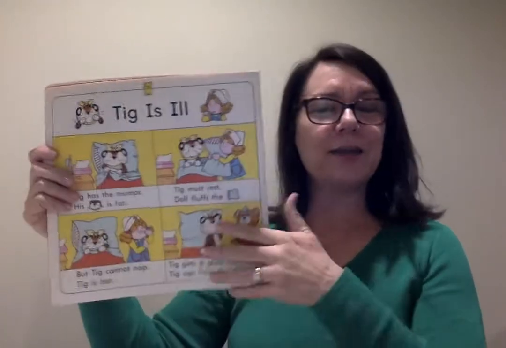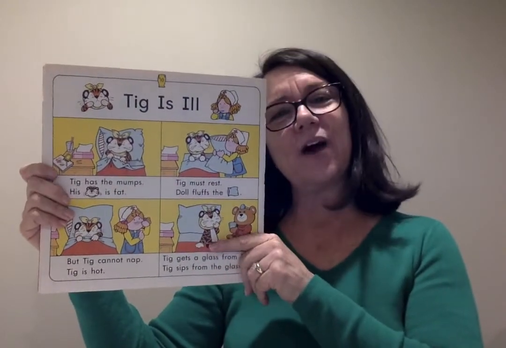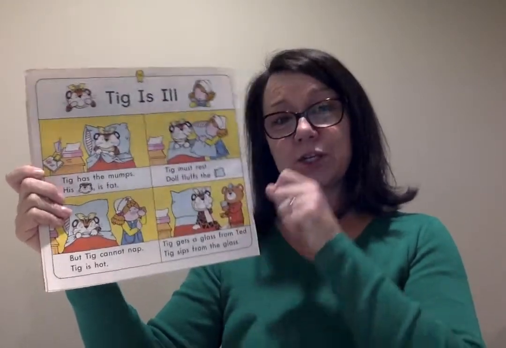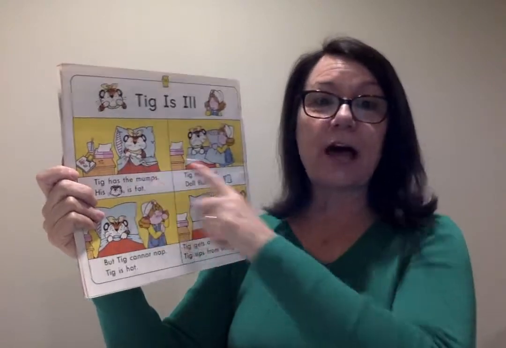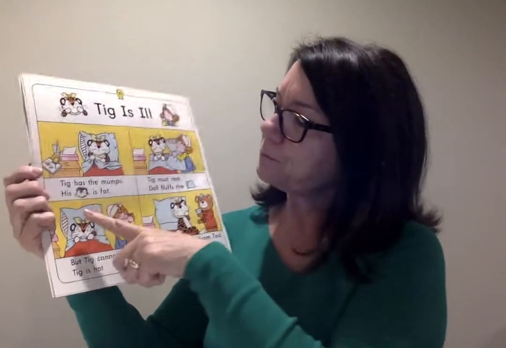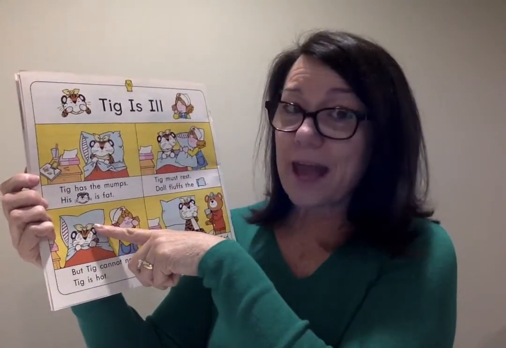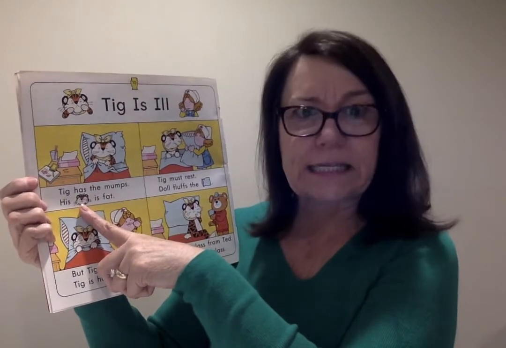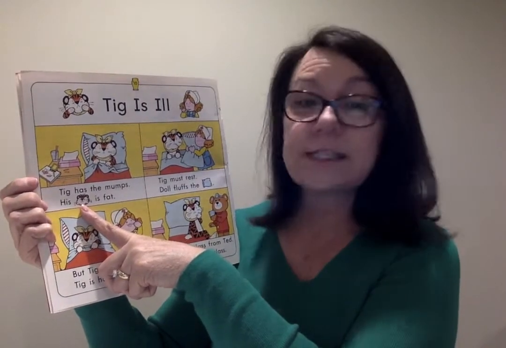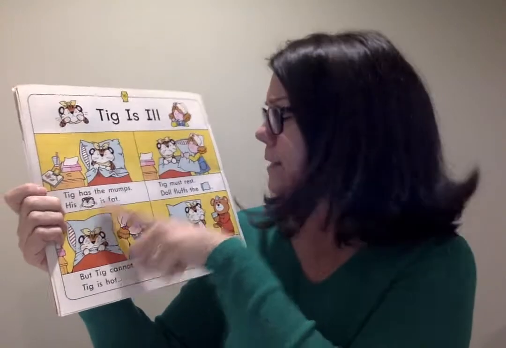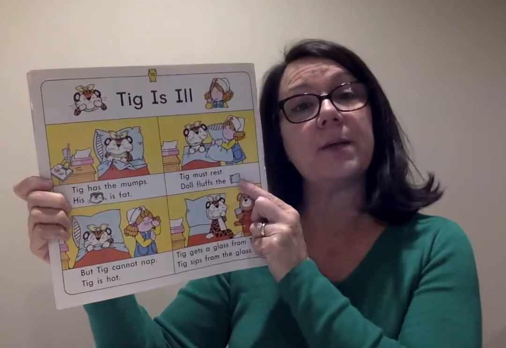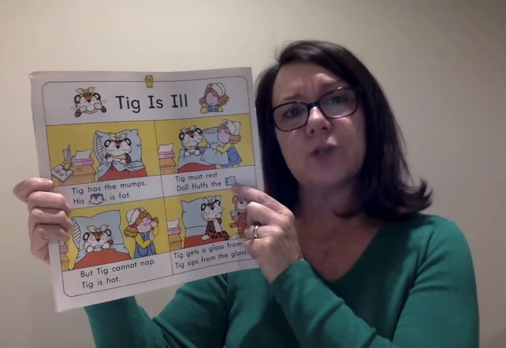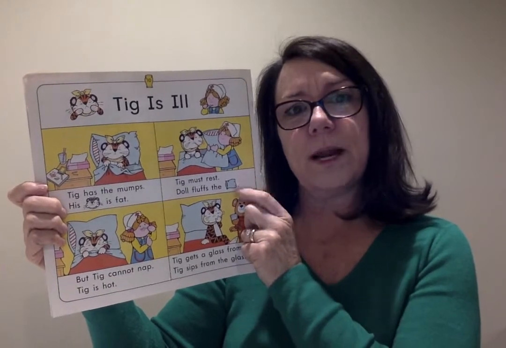Let's go back and look at the text and see how it informs our picture, now that we've looked at all the illustrations. Remember we have two picture words in our story. When we see Tig's face, we're going to say face. We're just going to say the word face. And over here, I see a picture of a pillow. So I'm going to say the word pillow when I see that.